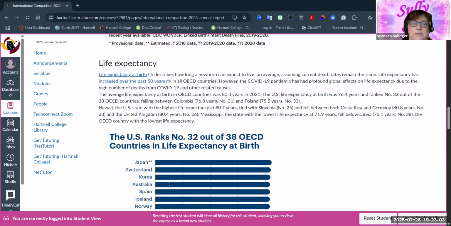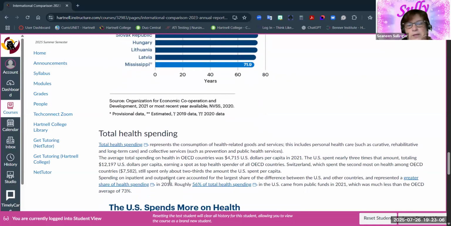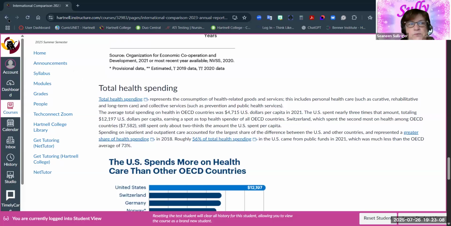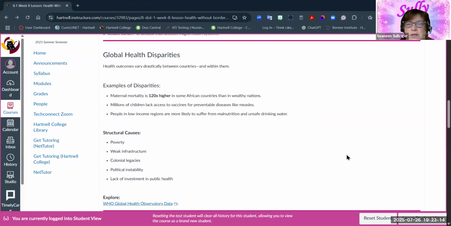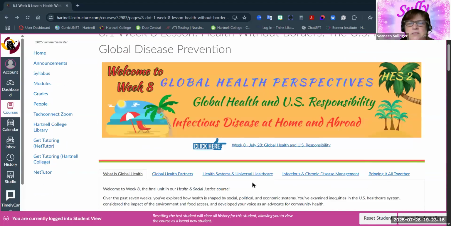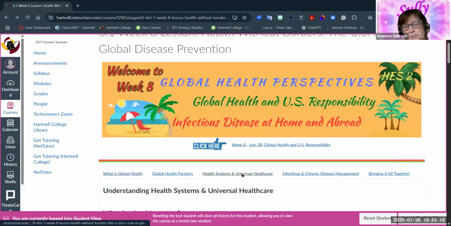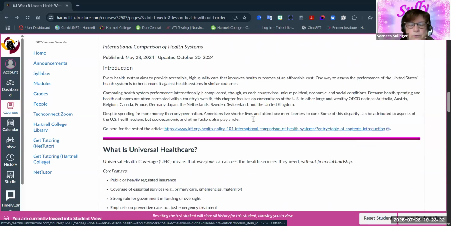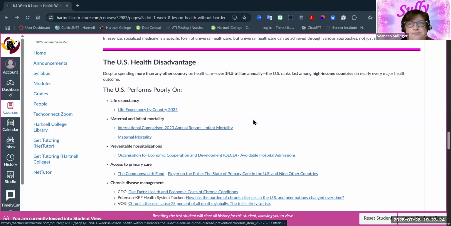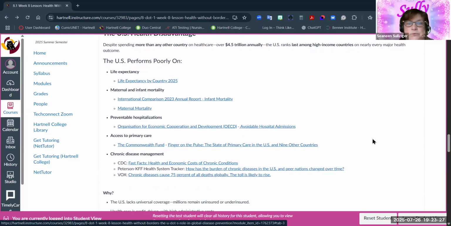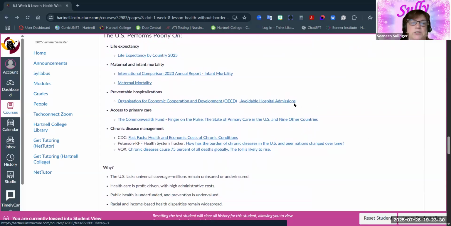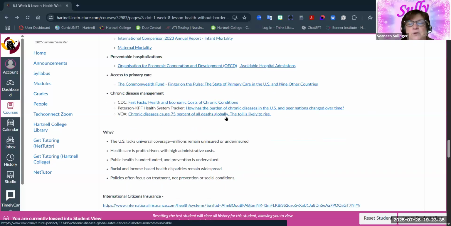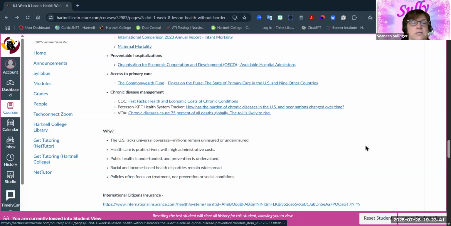And this talks about life expectancy. These are just more statistics there. Total health spending gives you some different ideas there. You can look at the other statistics. We'll pull that up one more time. And I just wanted to show you those, because I think it's kind of surprising. Some people may think that the United States is a wealthy country, and so we do things really well. And there are some things we don't do really well. This talks about hospital admissions, access to primary care, and chronic disease management. There's a couple different options there for you to look at how chronic diseases are managed in the United States and other countries.